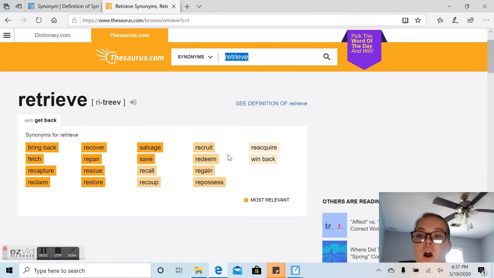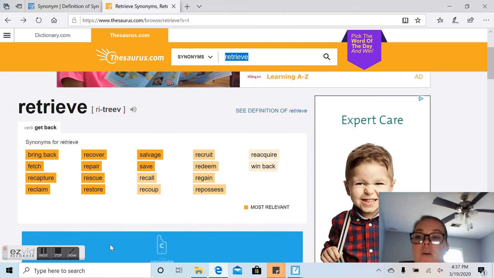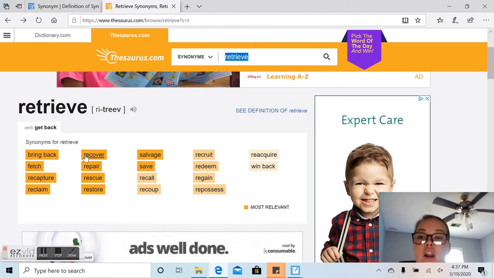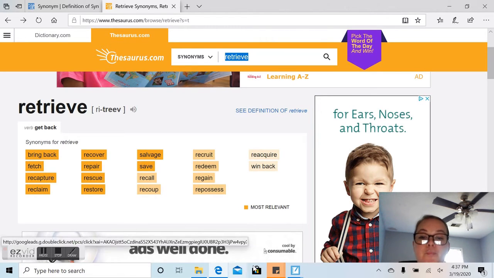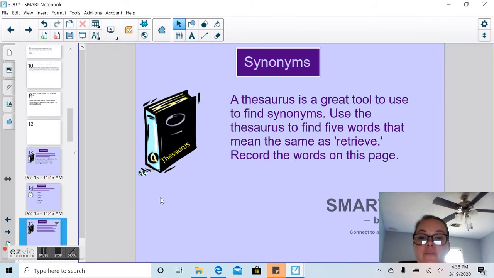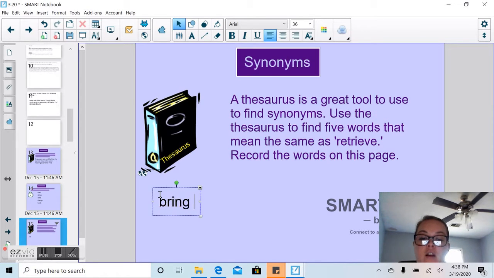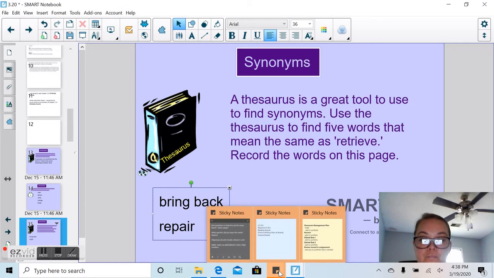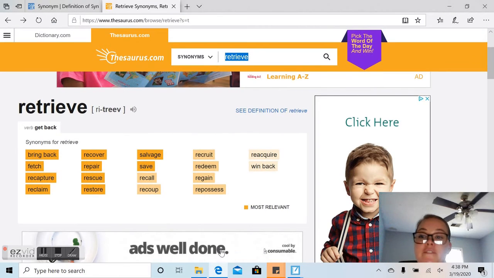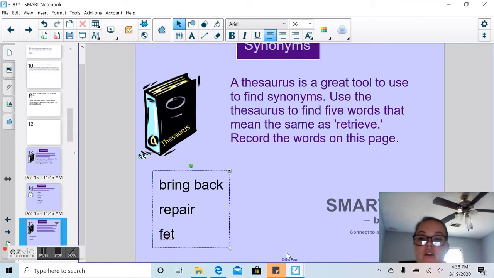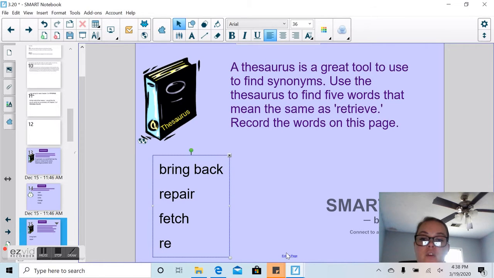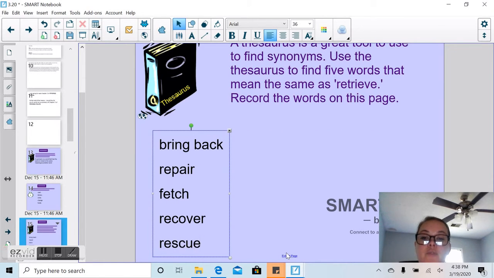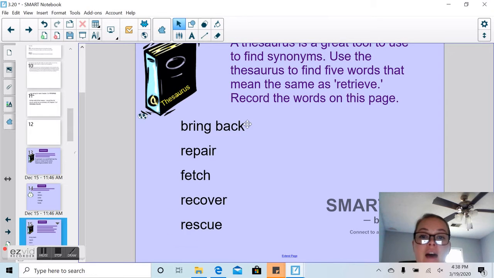Alright, so they give us lots of different words. So I'm just going to say bring back, fetch, recover, repair, and rescue. So we have bring back, repair, fetch, recover, and rescue. So we found 5 different words that mean the same thing as retrieve.